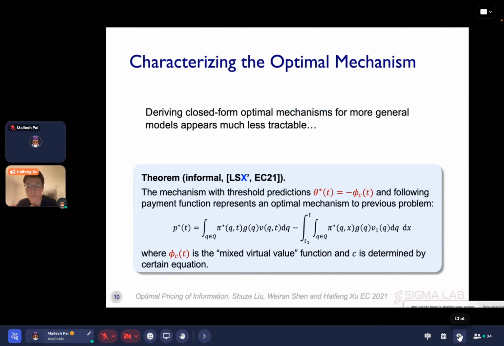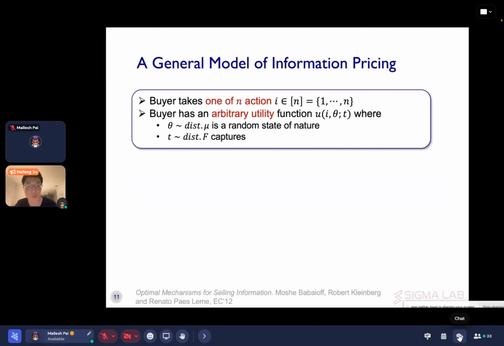Okay. And in this simple setup, it's nice in the sense that we can derive the optimal mechanism in closed form. But unfortunately, it turns out that in more general models, a closed form optimal mechanism becomes much more difficult to obtain. So here's a natural generalization of my previous setup. In the previous setup, I only had 2 actions, but in general, you could imagine the buyer, who is a decision maker, may have n actions or even infinitely many actions.